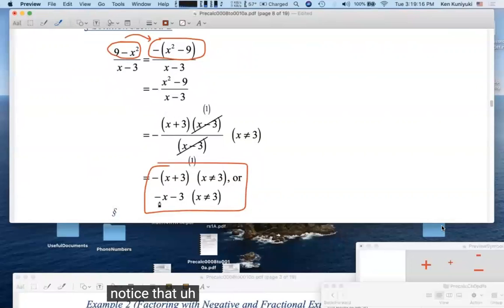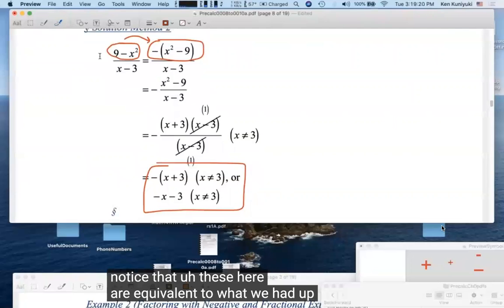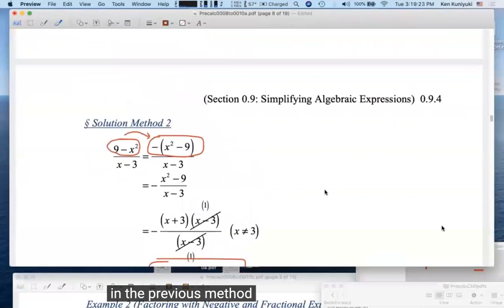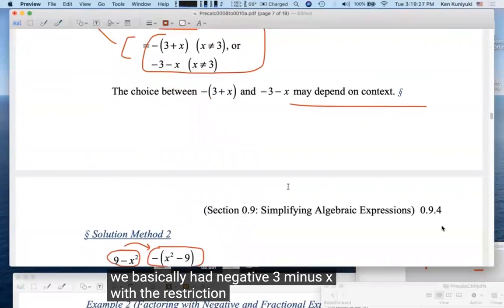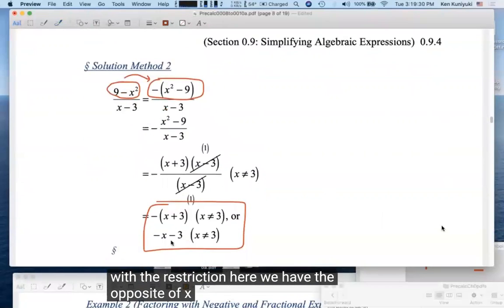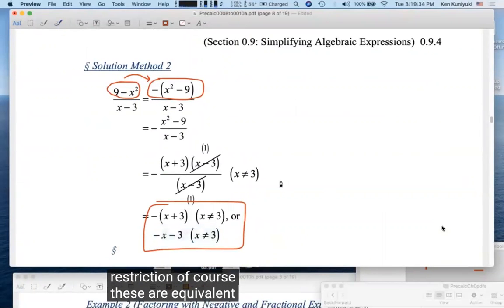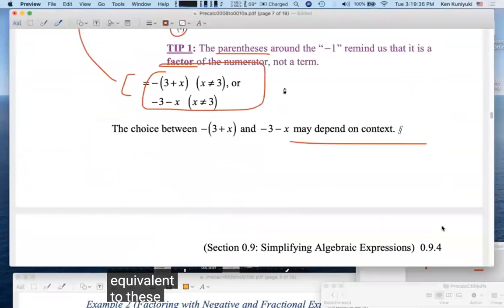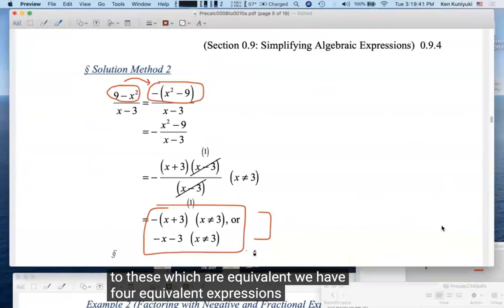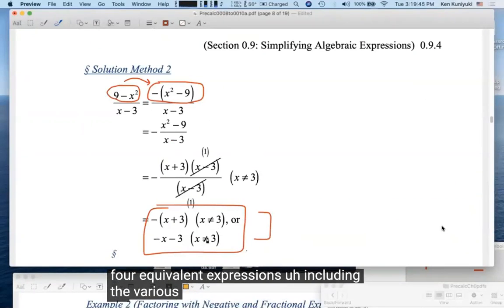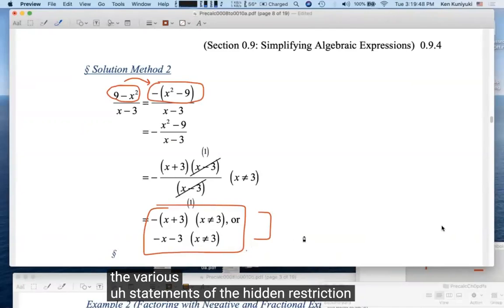Notice that these here are equivalent to what we had in the previous method, up here. Here we basically had -3 minus x with the restriction. Here we have the opposite of x minus 3 with the restriction. Of course, these are equivalent, and they're equivalent to these, which are equivalent. We have 4 equivalent expressions, including the various statements of the hidden restriction.